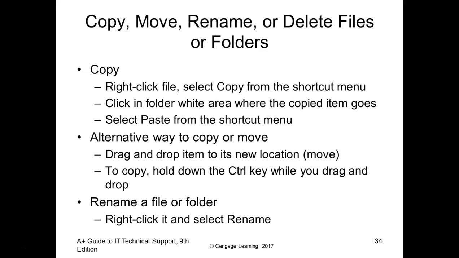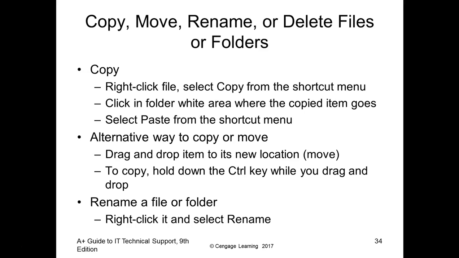Okay, copy can be done a couple different ways. You can right-click on the file, select Copy from the shortcut menu, and then click in the folder you want it to go to, right-click and select Paste. Or you can use the keyboard shortcuts. Okay, that would be the Control-C for copy, Control-V as in Victor for paste. Okay, so those are two keyboard shortcuts.